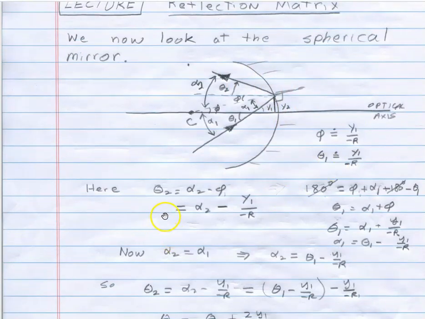First thing, let's get a couple of simple relations. Let's look at theta 2 here. This is alpha 2, that's the angle of reflection. And this angle phi is the angle that the radius makes to where it hits the mirror. And by alternating angles, parallel lines, this angle up here is also phi. And you can see from that alpha 2 has got to be equal to theta 2 plus phi. And so theta 2 is alpha 2 minus phi.